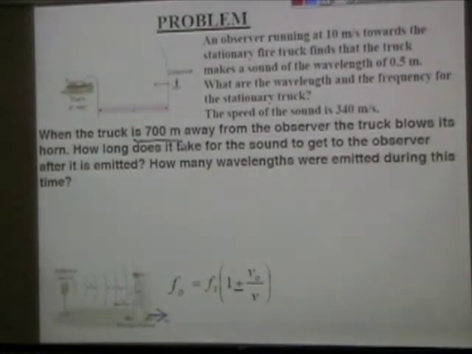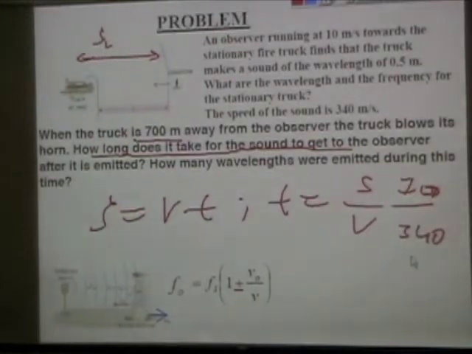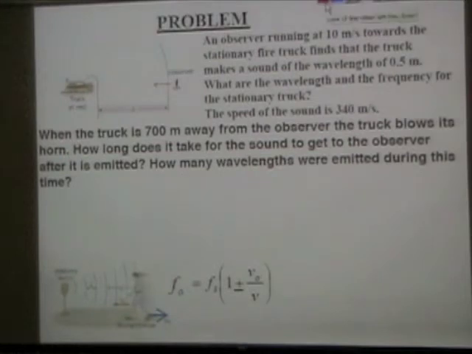Now, what if at 700 meters away from the truck, this is the initial distance, the truck makes a pulse, or many pulses, they travel. The observer keeps moving toward the truck. So, how long does it take for the sound to get to the observer? Well, if the observer were stationary, what would we do? Distance equals speed times time, so time equals distance over speed, that's it. And we would have to calculate 700 over 340 for a stationary observer, but it's not the case. This guy actually is running.